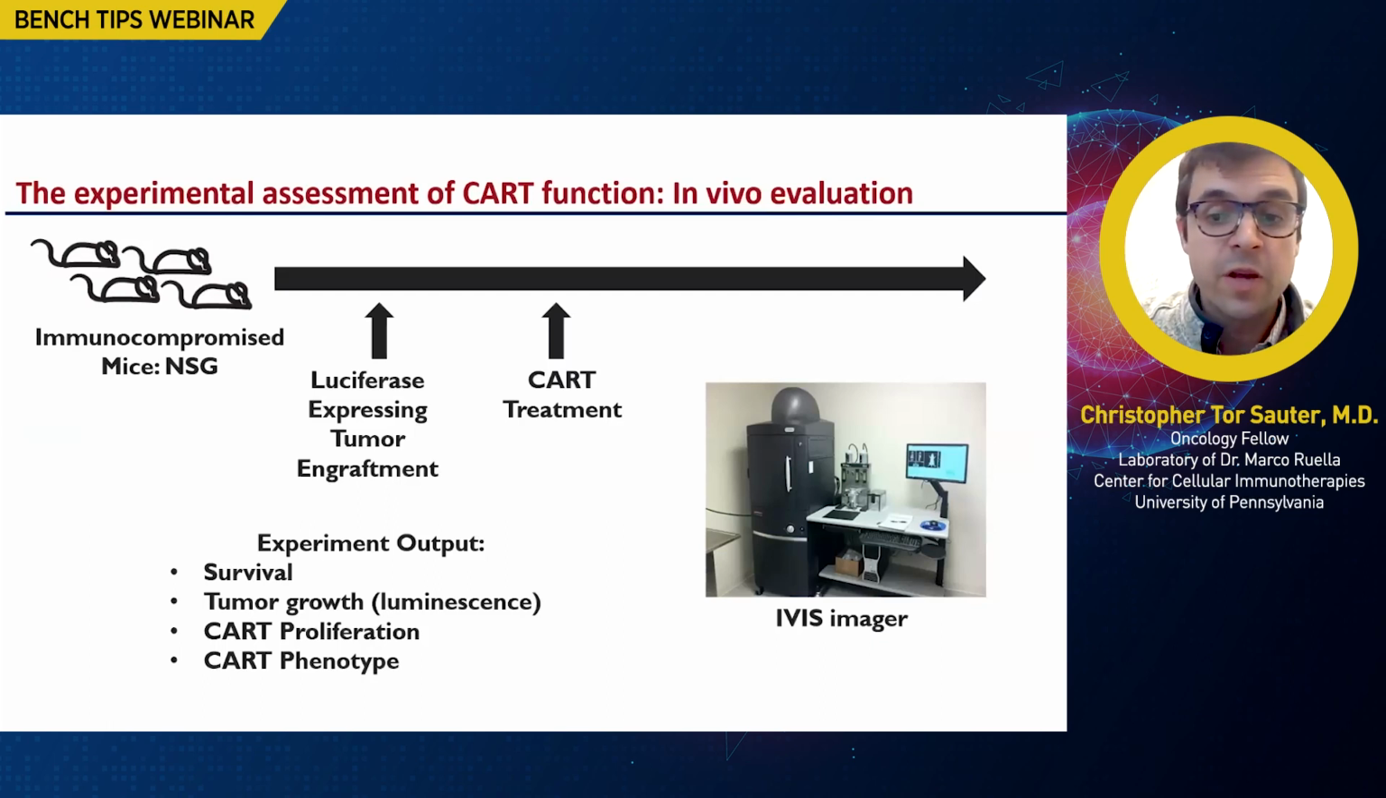Just for example, in this schema of how these are typically performed, immune-compromised mice such as NSG mice are engrafted with a tumor, typically luciferase-expressing tumors. The mice are then monitored for tumor growth, and then at a pre-specified tumor burden, mice are treated with CAR T cells. The outputs from these experiments are survival, tumor growth, as measured by luciferase measurements using this type of bioluminescence imager, as well as CAR T cell proliferation and phenotype by flow cytometry from peripheral blood. Sometimes we also do more advanced assays such as single cell sequencing.